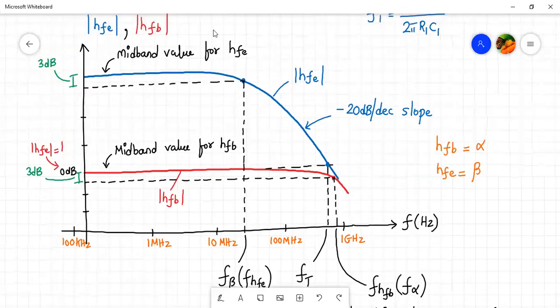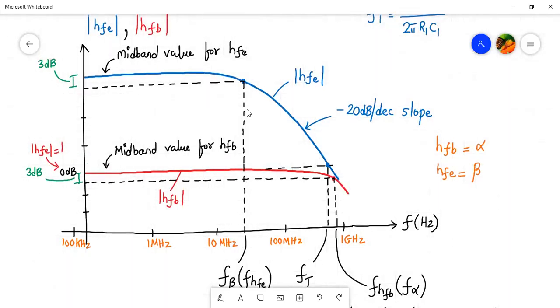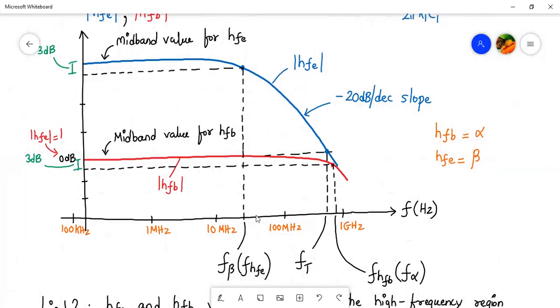Again, I repeat, there are two plots over here. One is for mod of HFE, the current gain for the common emitter configuration, and mod of HFB, the current gain for the common base configuration. These two plots reveal that there are three higher frequencies. One is F beta, the beta cutoff frequency, also called F of HFE. One is the transition frequency FT, which is the unity gain bandwidth, where the current gain becomes unity. And another is the frequency at which the midband value of HFB falls by 3 dB. That frequency is called F of HFB or F alpha. So these are the three frequencies we have to recognize in this frequency response.